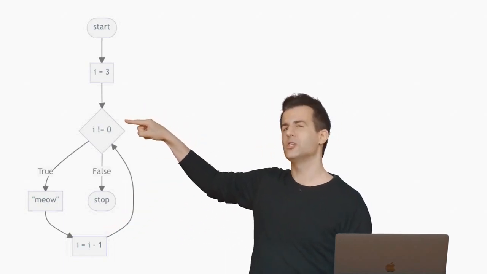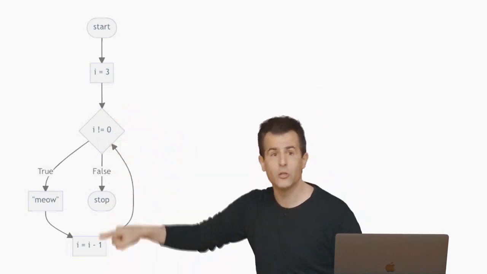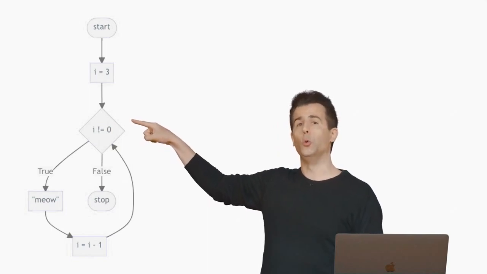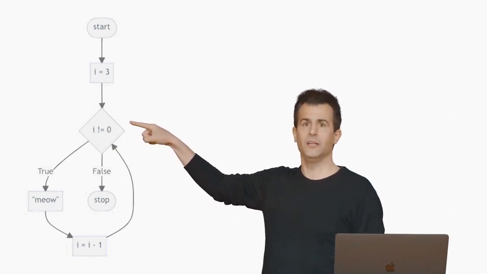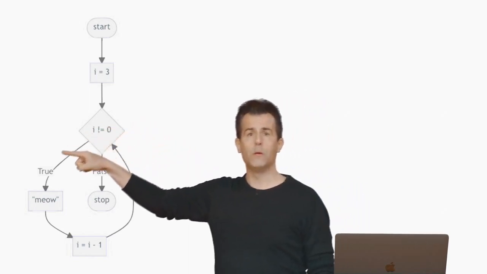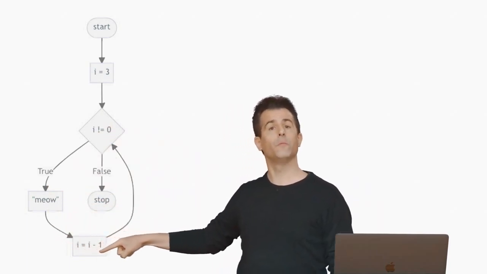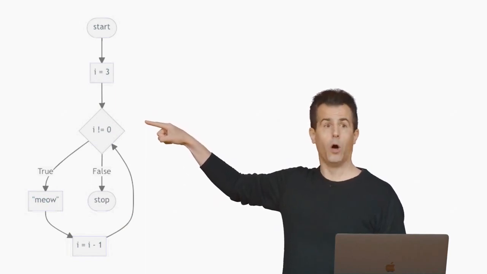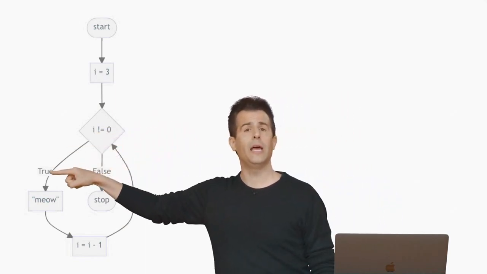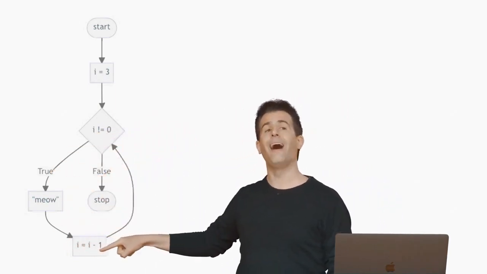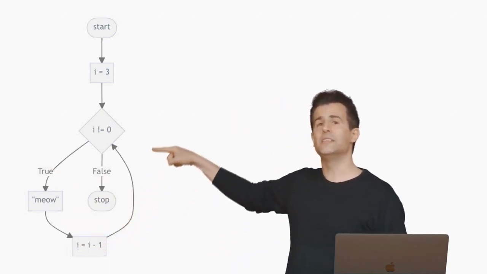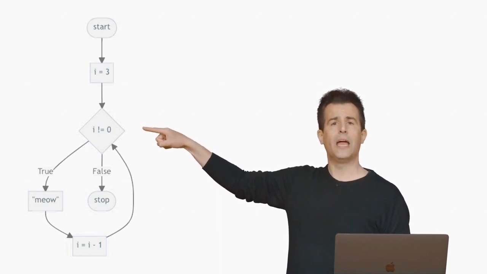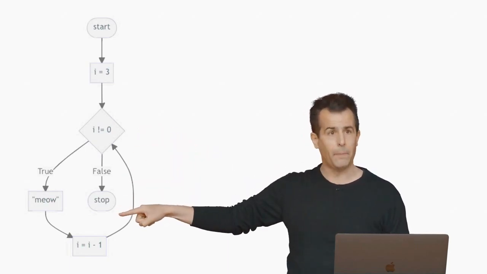This is why it's nice to see this graphically, perhaps, because you can literally see the loop back and forth. Now I ask the question again. Does 2 not equal 0? Well, it does not equal 0. It's 2. So we meow again. We change I from 2 to 1. Well, does 1 not equal 0? Well, obviously, 1 is not 0, so we meow again. We decrement I again. I is now 0. Does 0 not equal 0? No, it equals 0. So the answer is false, and we stop.